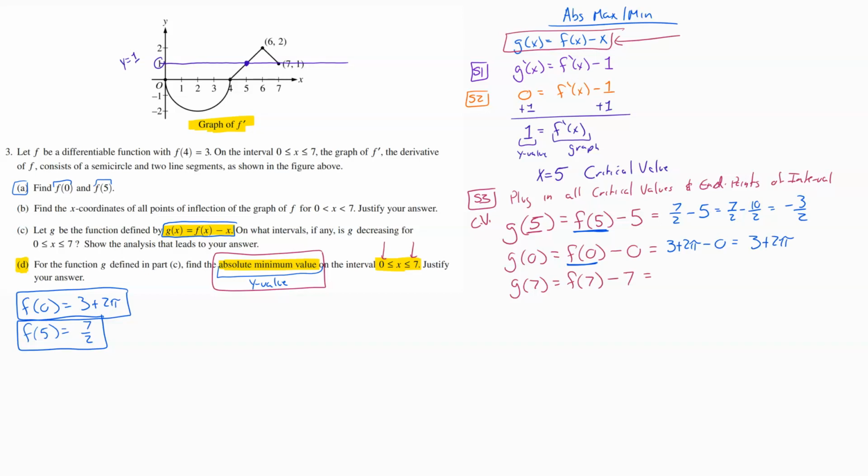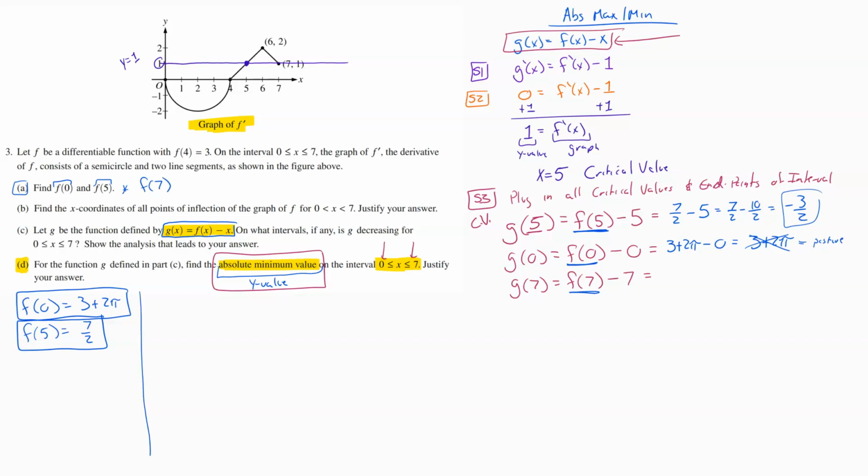So for sure that's not going to be the minimum because that is definitely a positive number, right? 3 plus 2 pi is positive, which is going to be larger than this number here. So that can't be the answer. Now the tricky part comes down here on finding f of 7. We weren't asked to do that back on part A, but now we kind of are.